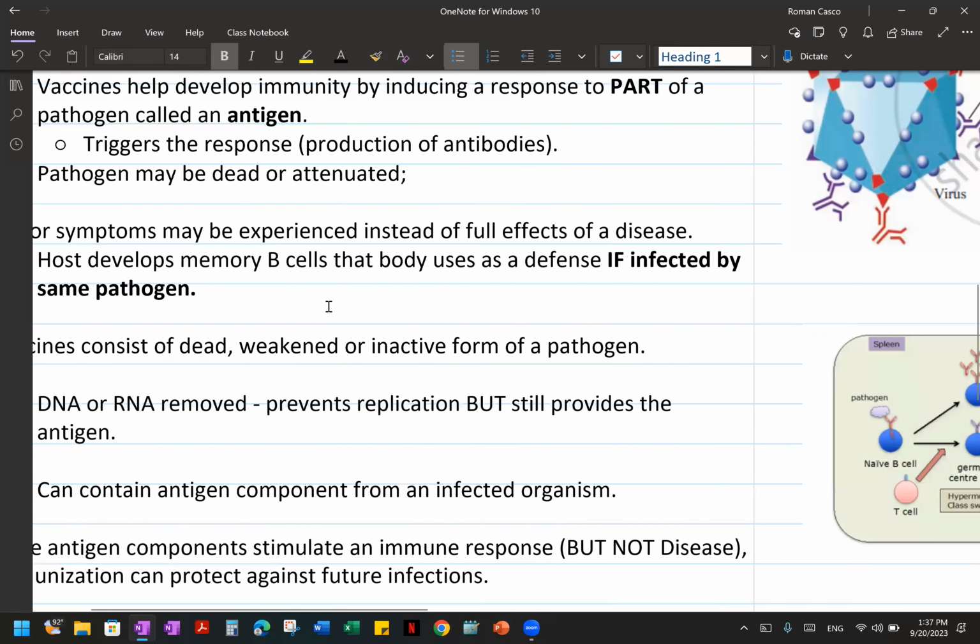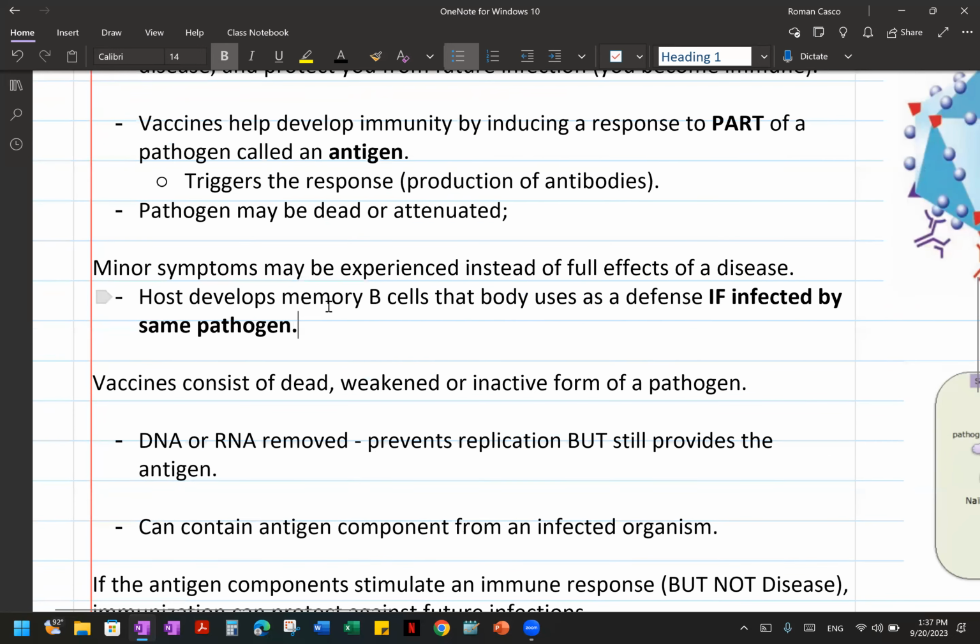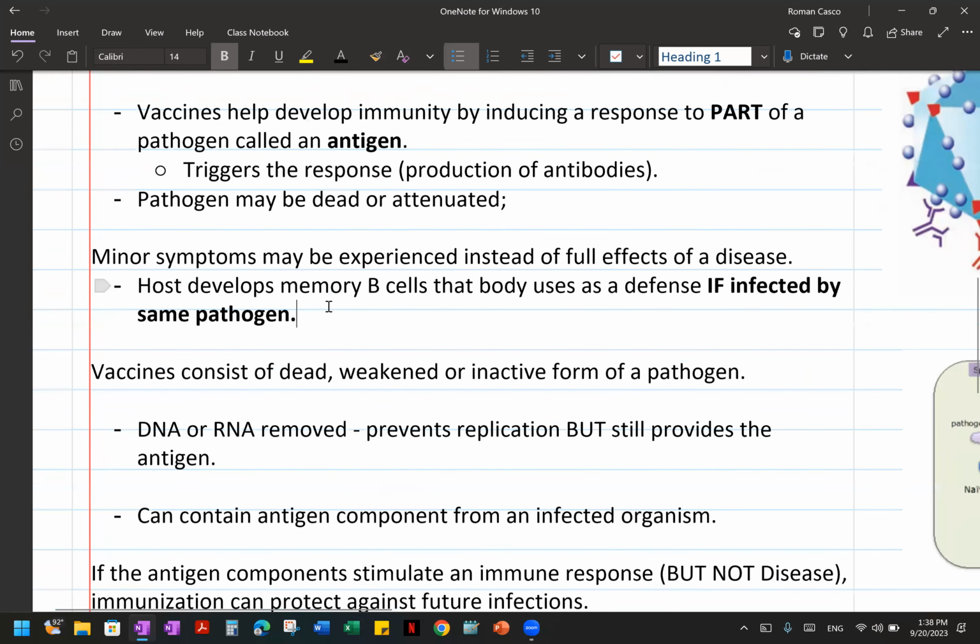So make sure you understood that, right? It's just a simple representation of antigen antibody.